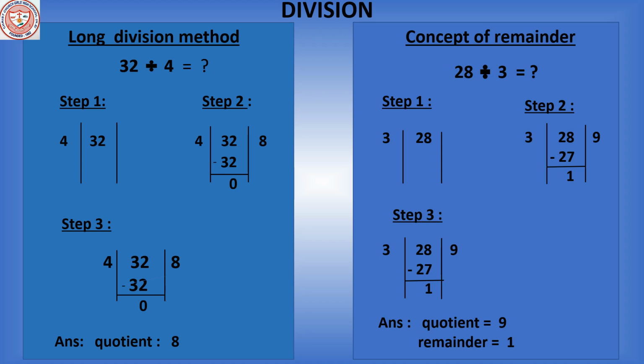And as we know, 9 is the quotient. So, the answer will be like this. Quotient is equal to 9. Remainder is equal to 1. So, it means sometimes the divisor does not divide the dividend completely, and a number is left over. This number is called the remainder. I hope you all remember this.